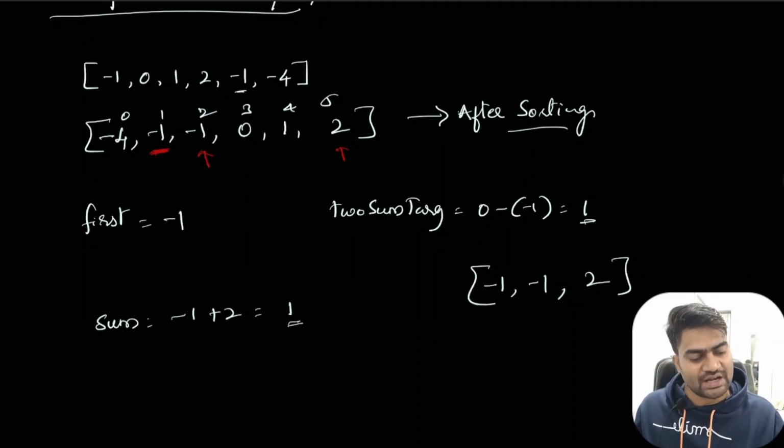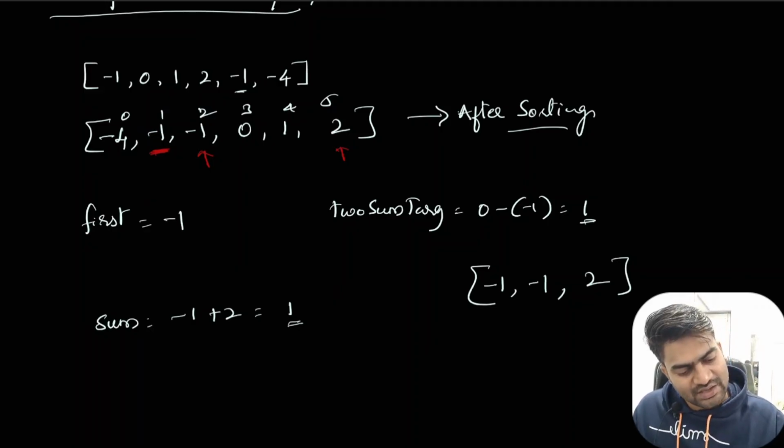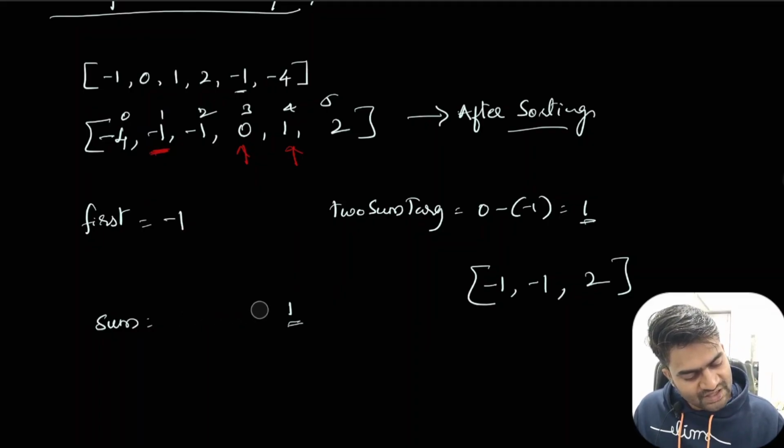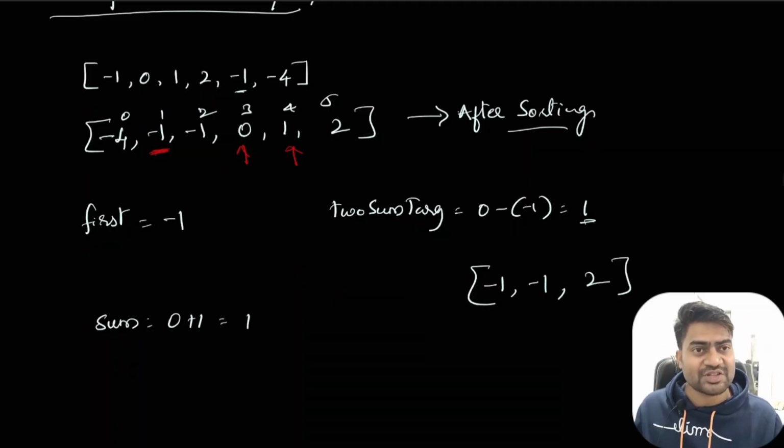Now I won't stop here. I will still continue. So now I will move this pointer here and I will decrement this pointer here. Why? Because we found the two-sum value, so we will decrement both the left and right pointer. Now 0 plus 1 sums up to give 1.